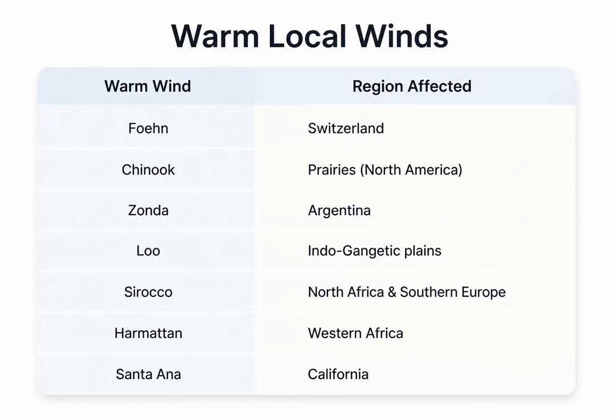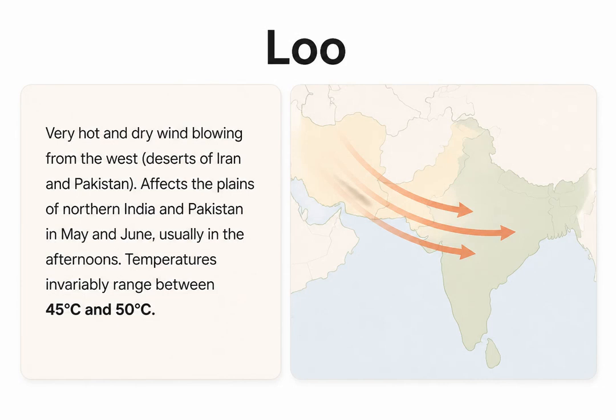On the other hand, we have warm local winds. The Föhn warms Switzerland, while the Chinook affects the North American prairies. The Lu brings intense heat to India, and the Sirocco blasts North Africa. The Harmattan causes dust storms in West Africa, and the Santa Ana brings dry, dusty conditions to California. Let's look closer at a few of these.